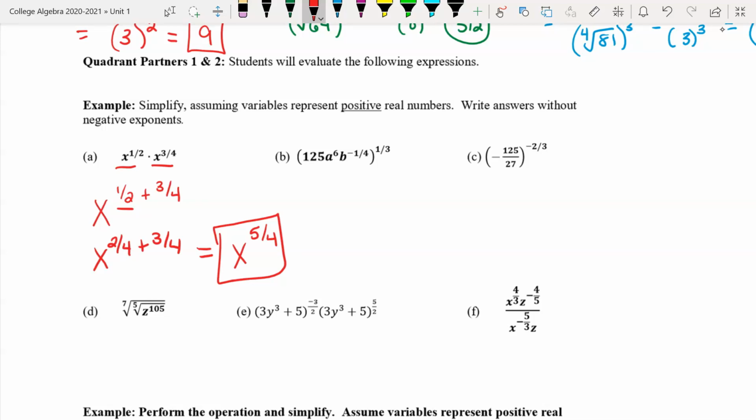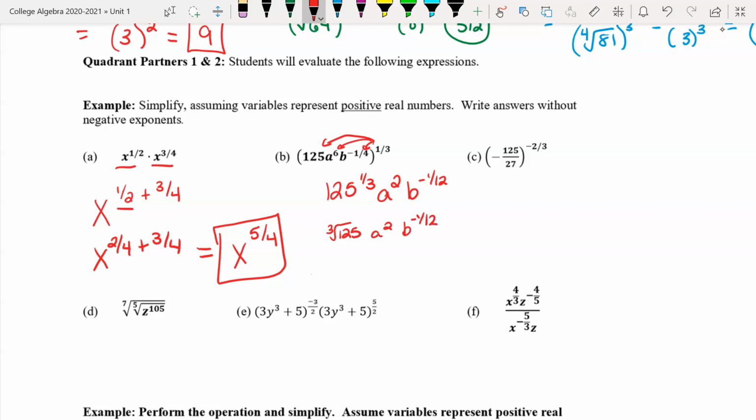This next one, what you want to do is distribute this 1/3 to all of these. All right, so I have 125 to the 1/3, a to the 6 times 1/3, type it on your calculator, you're going to get 2, and b to the negative 1/12, because I would multiply 1 times 1 on the tops, and then the bottoms, denominators, 4 times 3. When you do this, let's simplify. The cube root of 125, a squared, b to the negative 1/12.